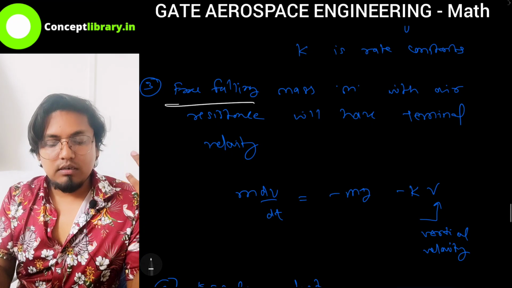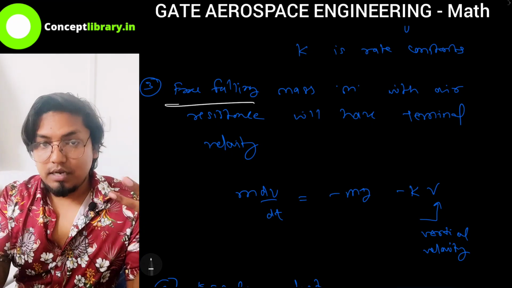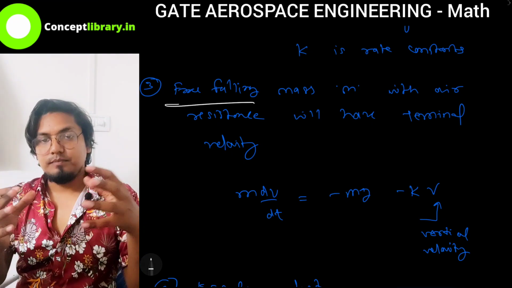Suppose you have a freely falling mass m, which is falling.